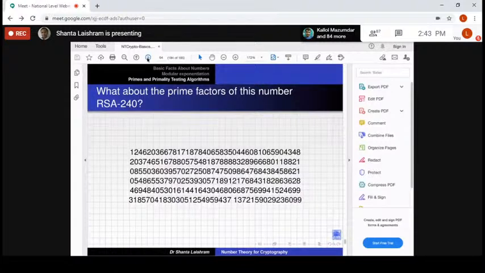By the way, this is the so-called RSA 240. This is a 240 digit number, which is a product of two primes. It's one of the RSA factoring challenge problems. So you have to factor this number. This is not that easy. Only recently it was factored.